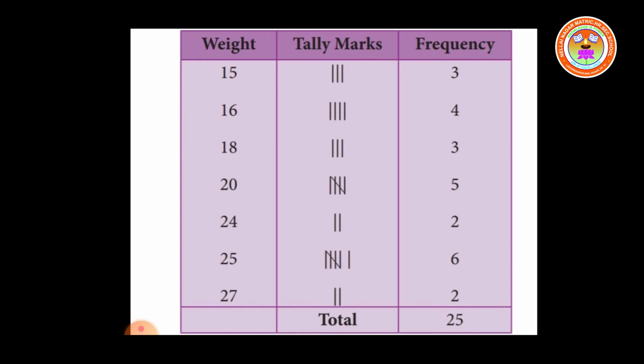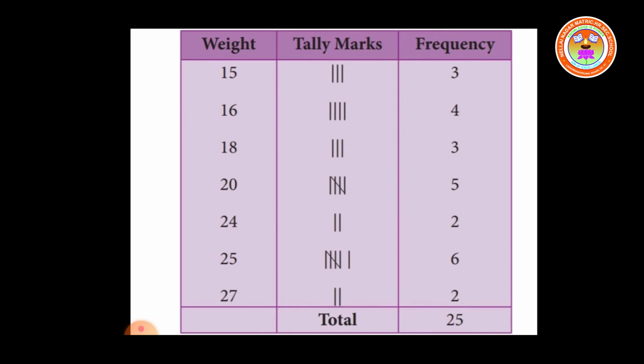Next weight 24. Tally marks 1, 2, since 24 occurs 2 times. So 2 vertical lines. Frequency 2. Next one weight is 25. 25 occurs 6 times. Therefore the tally marks: first 4 vertical lines, fifth one slanting line and sixth one another vertical line. Next 27. 27 occurs 2 times. So 2 vertical lines in the tally marks. Frequency 2. Now count all the frequencies. The total will give the total number of students, 25.